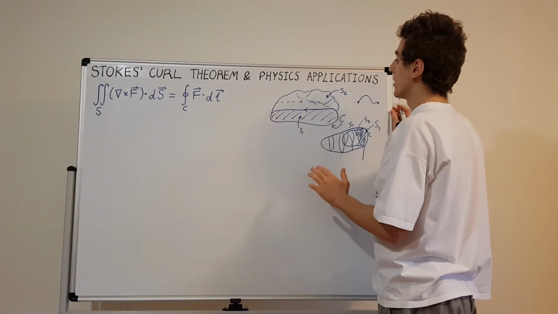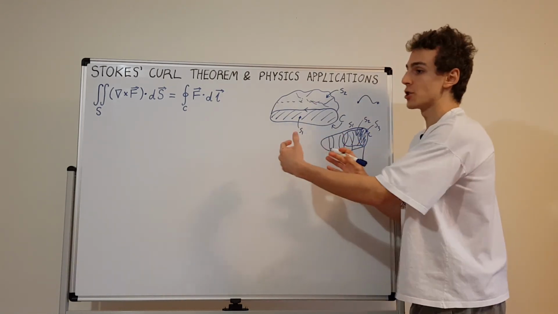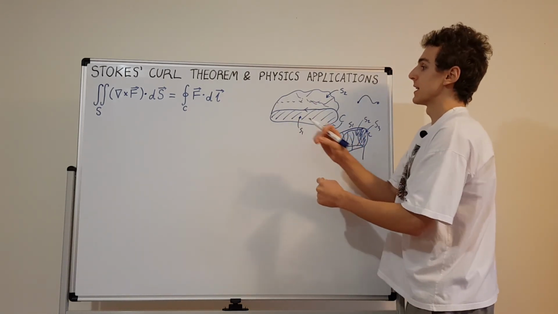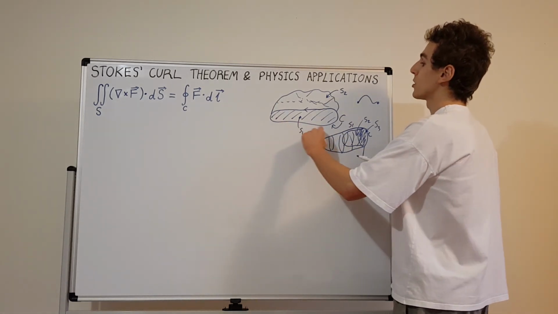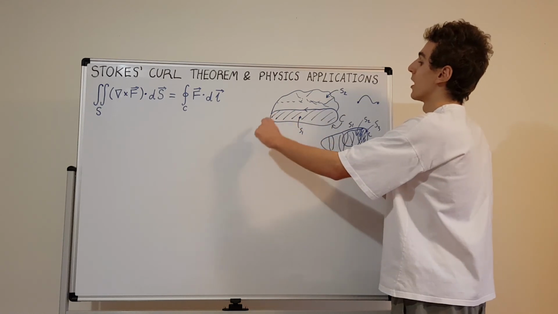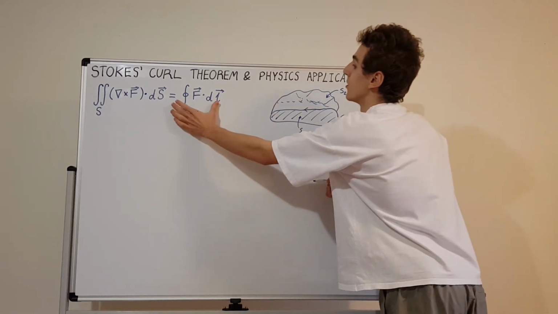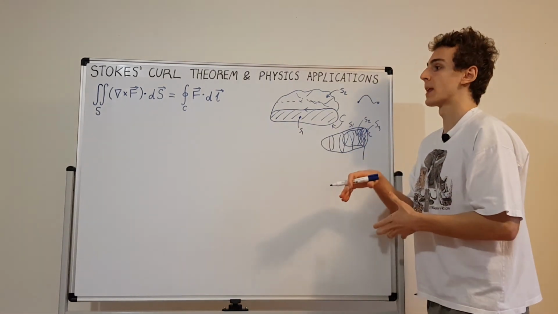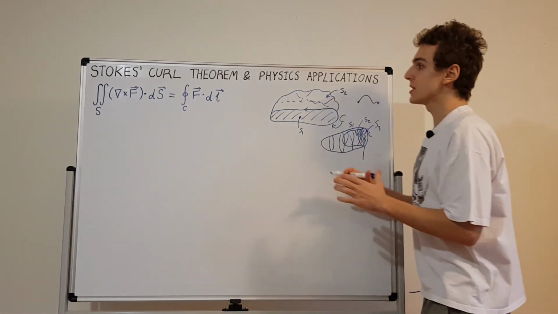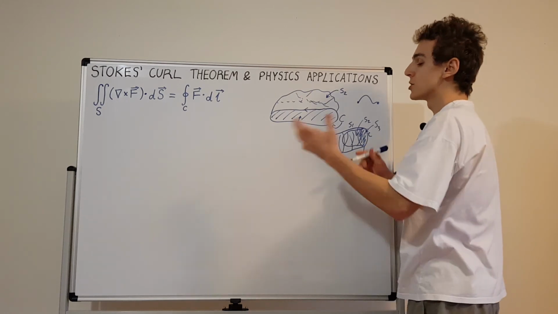So if you were to look at all the little circulations in the vector field, what you could do is take the line integral, ride this contour around, and you would get this value here. So that's related to the circulation of the vector field. Equivalently, you could take the surface integral of the curl. So what does that actually mean?